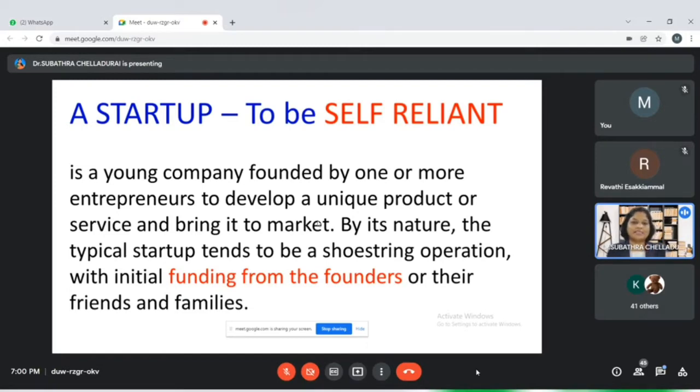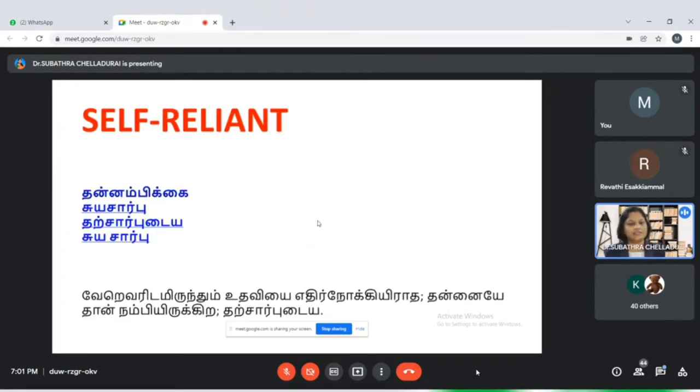So what is startup? Startup is a young company founded by one or more entrepreneurs. ஒரு நபரோ அல்லது 2-3 பேரோ சேர்ந்து ஒரு யூனிக்கான ப்ராடக்ட் அல்லது யூனிக்கான சர்வீஸ் மார்க்கெட்ல கொண்டு வரக்கூடிய ஒரு ப்ராசஸ். So you know why we are linking startup with product and market? Because startup is a process where one or more entrepreneurs come with a unique product or service and bring it to the market. So the fund எப்படி அதெல்லாம் ரெண்டாவது விஷயம்.